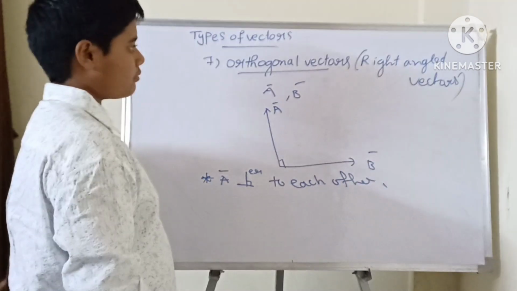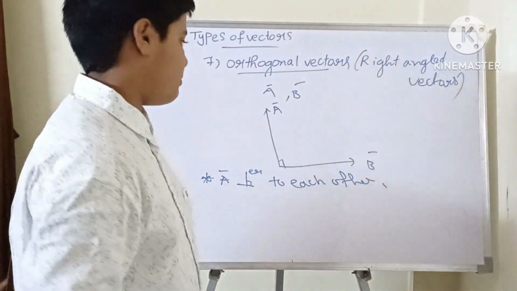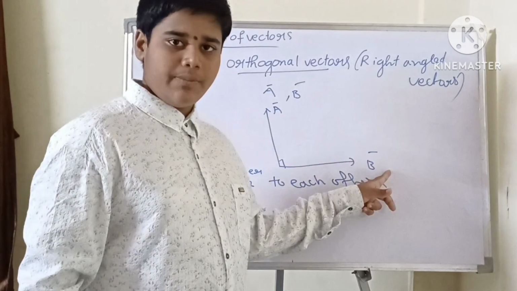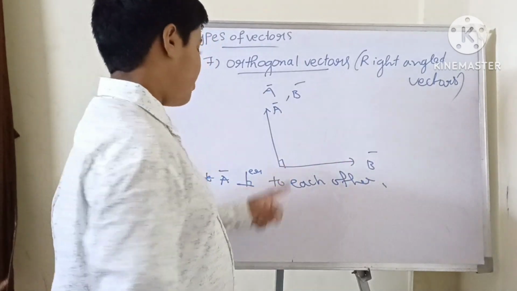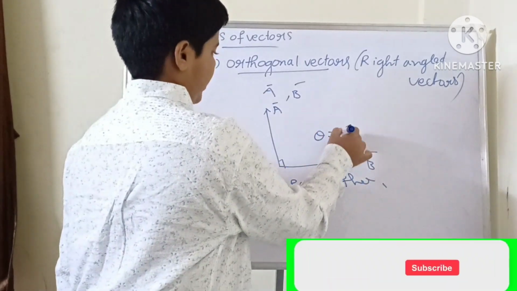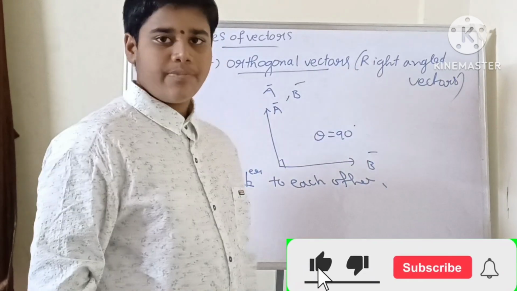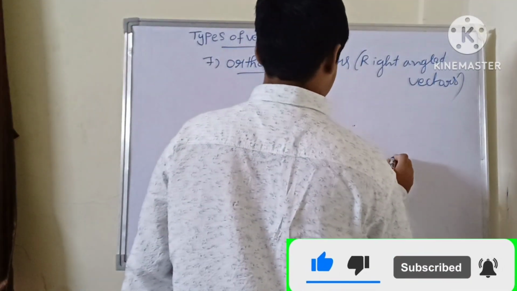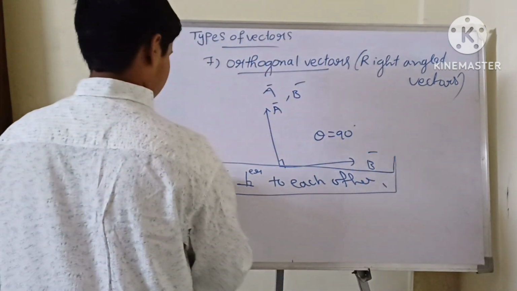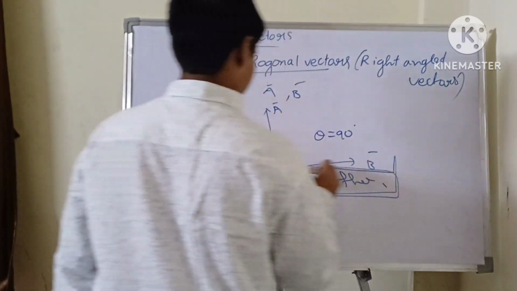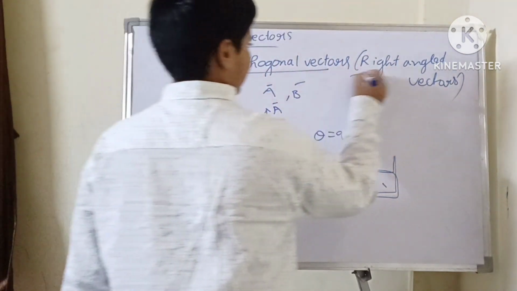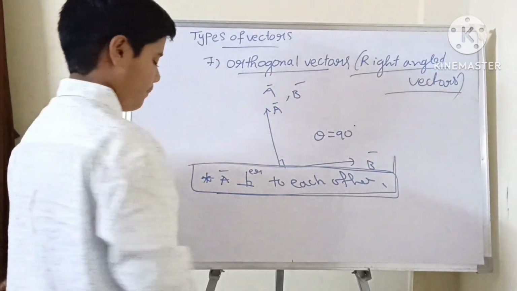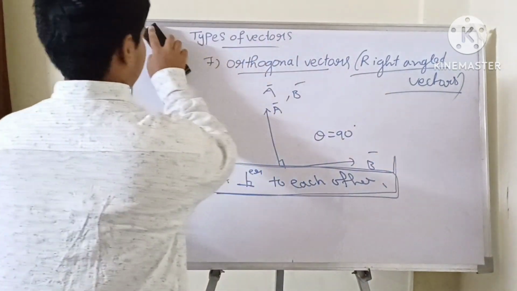Orthogonal vectors means A bar is perpendicular to B bar, which means theta equals 90 degrees. Okay? So A bar is perpendicular to B bar. These vectors are also known as right angle vectors.